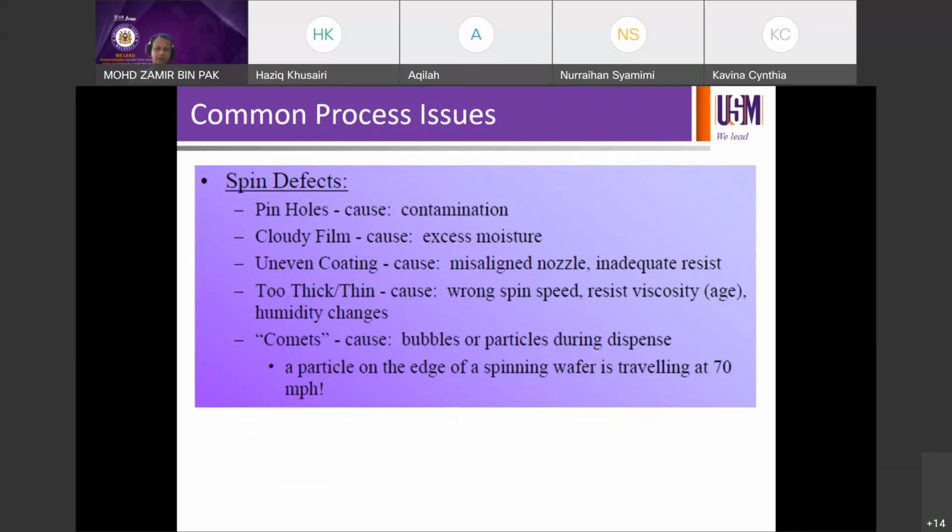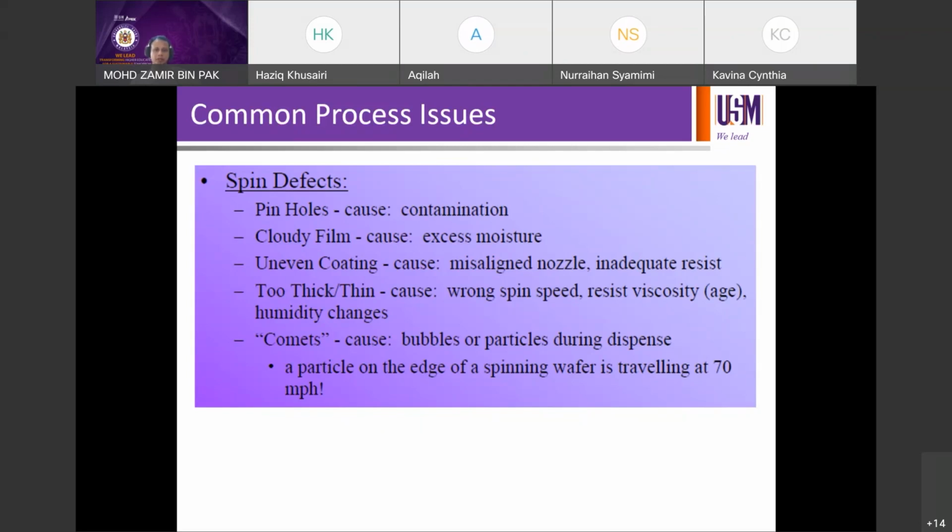So there could be pinholes, right? That could cause contamination. You can probably see air bubbles in the resist. Kita dah discuss last time. Some can be spotted at VI, visual inspection. Some cannot be spotted, perhaps because they are just too small. Cloudy film due to excess of moisture. So normally in the lithography equipment, the temperature and humidity need to be controlled very well. When you have excess moisture, you will expect some reaction on the wafer, on the resist.